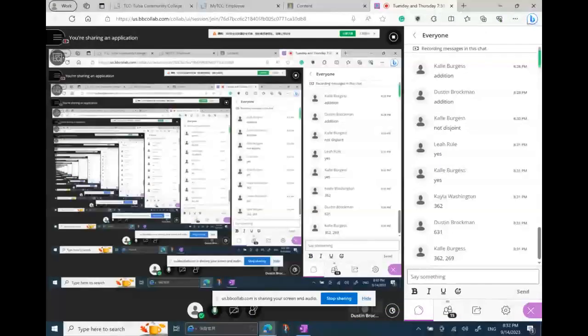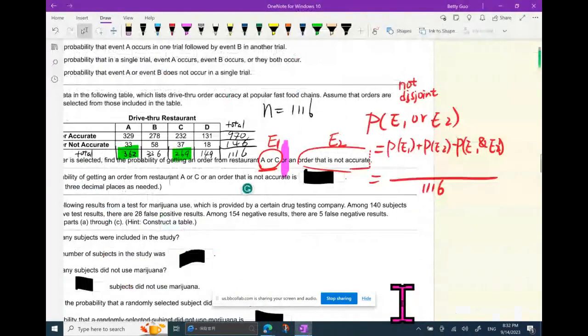We have 631. Please let me know if I'm clear. If not, I'll explain again. You're going to have a similar problem, maybe the same as this one. Depending on the version it might be different, but the same type of problem.